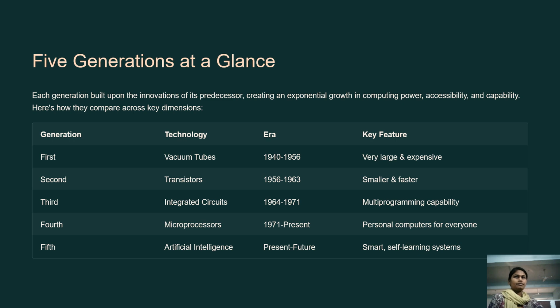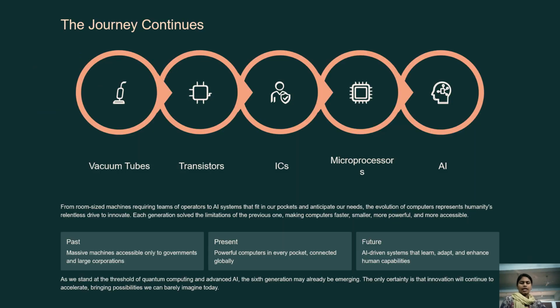Next is again a summary of all these five generations. First generation used vacuum tubes, second generation used transistors, third generation used integrated circuits, fourth generation used microprocessors, and fifth generation is using artificial intelligence. Each generation improved speed, reduced size, and increased efficiency.